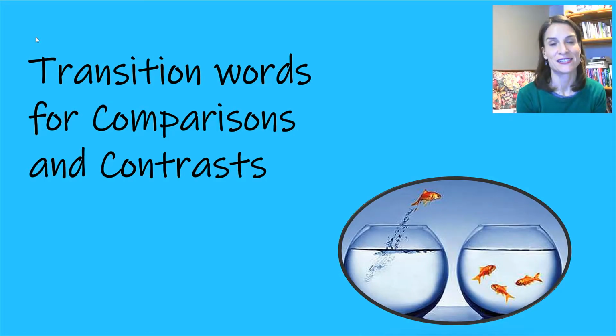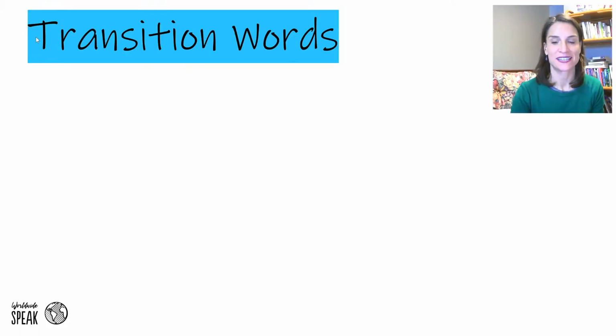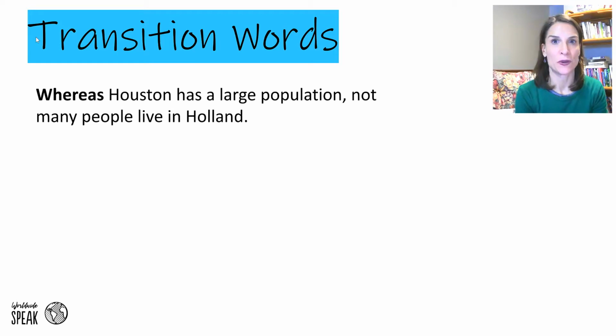And now let's look at some transition words that you can use between sentences or between ideas when you're talking about your similarities or your differences in your writing. So the first one, whereas. This is kind of a formal one, and this word shows a contrast between two ideas, like this. "Whereas Houston has a large population, comma, not many people live in Holland."